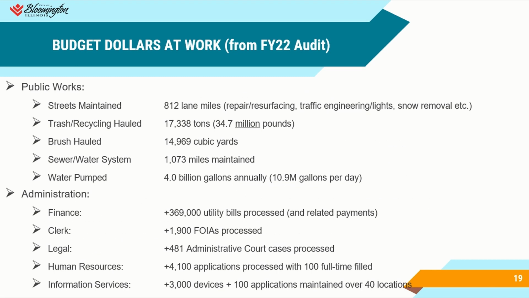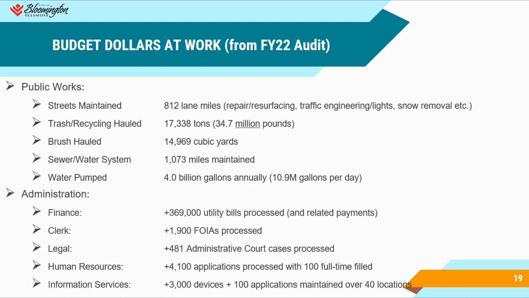Public Works. The Public Works Department maintains streets, over 812 lane miles. Over 17,000 tons a year of trash/recycling are hauled. Over nearly 15,000 cubic yards of brush. Water maintains over 1,000 miles of sewer and water. Over 4 billion gallons of water is pumped annually, nearly 11 million gallons a day.